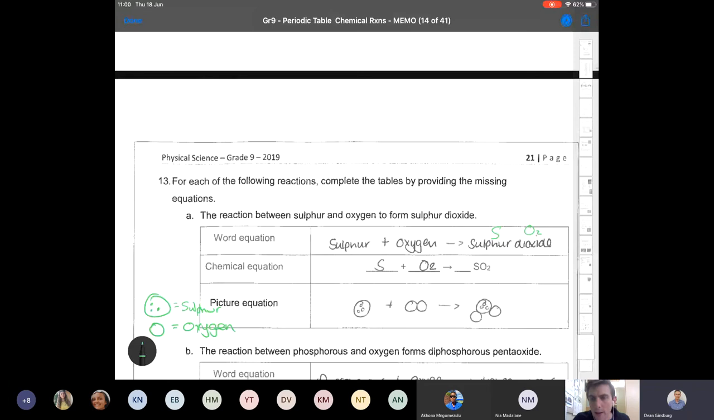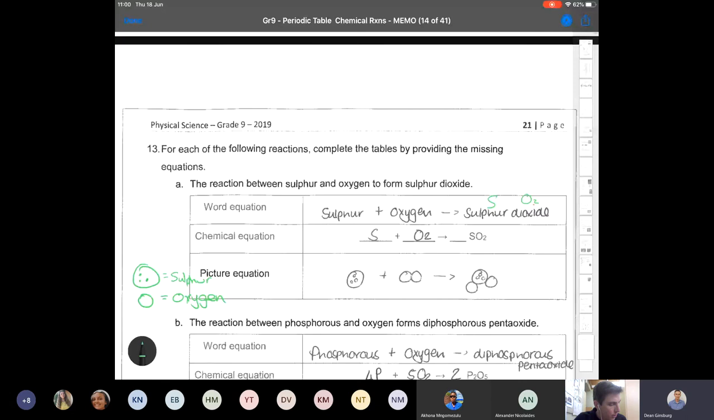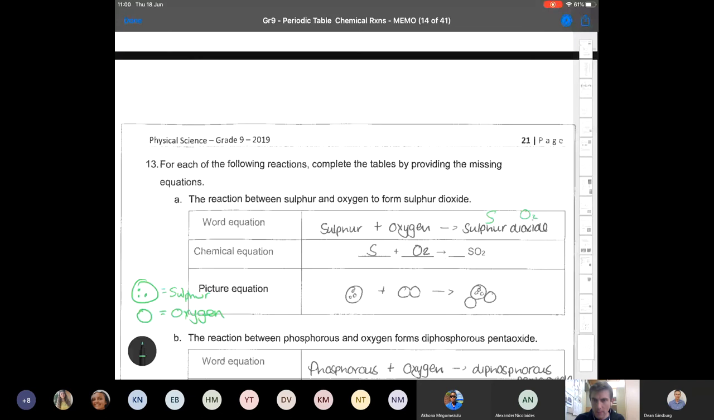Okay, Alex, you can do number B. The reaction between phosphorus and oxygen forms diphosphorus pentoxide. So word equation? So it's phosphorus plus oxygen and it reacts to form diphosphorus pentoxide. Nice. Ale, what's the chemical equation for that? Balanced? I need to give it balanced. So give it to me unbalanced and then we'll balance it. Okay, well then P plus O2.